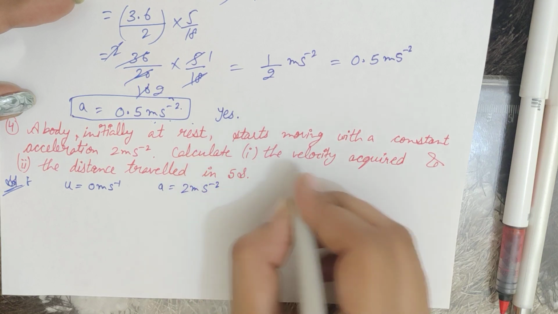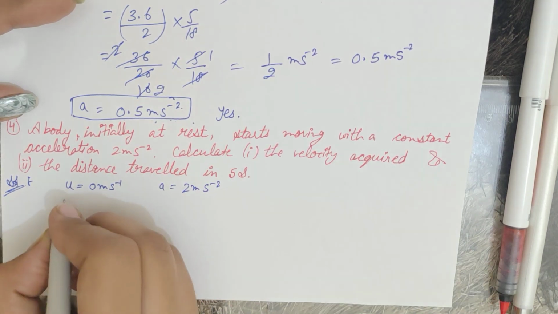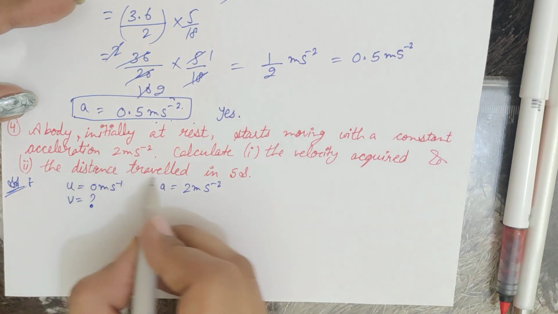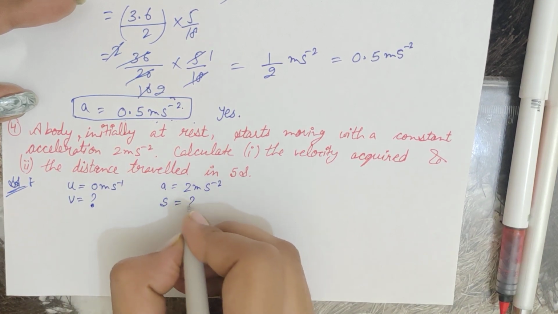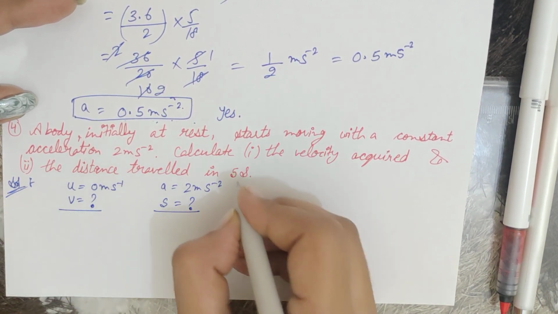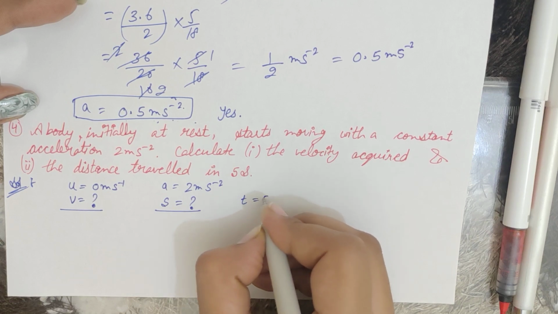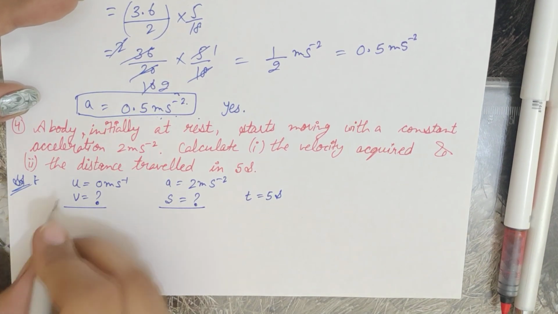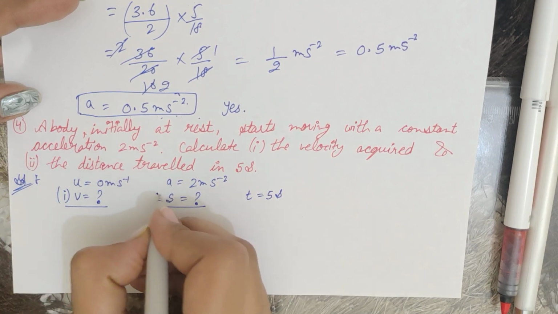What we need to calculate? The velocity required, meaning the final velocity, and the distance traveled in 5 seconds. Time is given as 5 seconds. Two things we need to find out here. The first is this one and the second is this one.